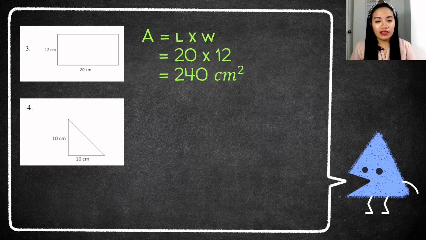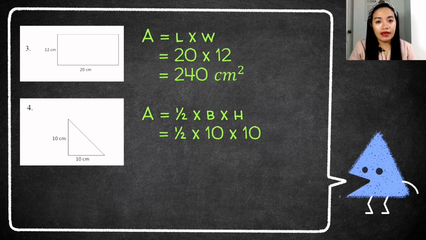And last, number 4, right triangle. And the formula in finding the area of a right triangle is area is equal to 1/2 times base times height. Ang base natin dito sa ating number 4 is yung nasa ilalim, which is 10 centimeters, and the height is also 10 centimeters. So let us substitute 1/2 times 10 times 10. 10 times 10 is 100 times 1/2, meaning we are going to divide 100 by 2. 100 divided by 2 is equal to 50, and the unit is square centimeters. Therefore, the area of the right triangle in number 4 is 50 square centimeters.